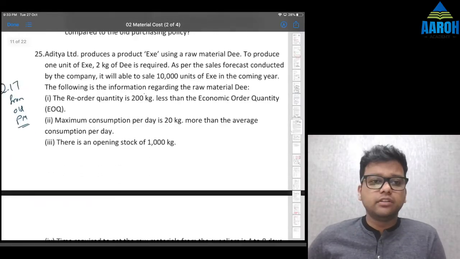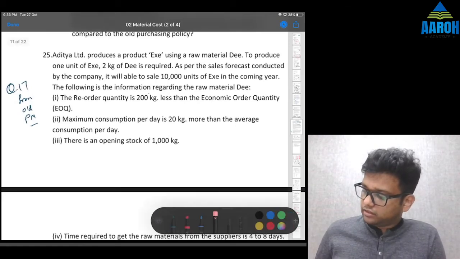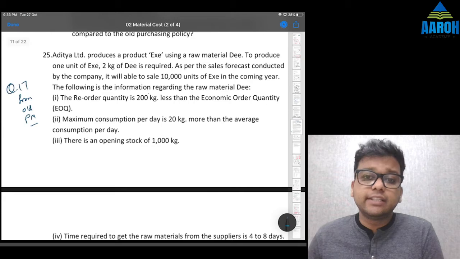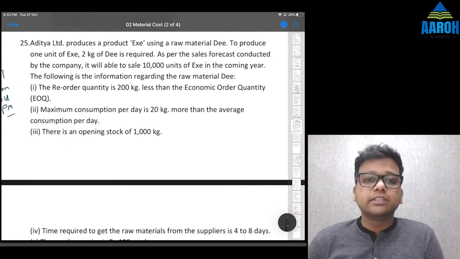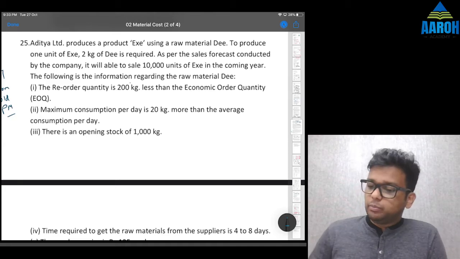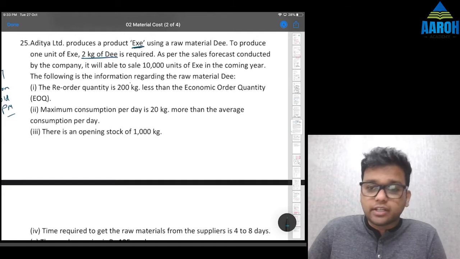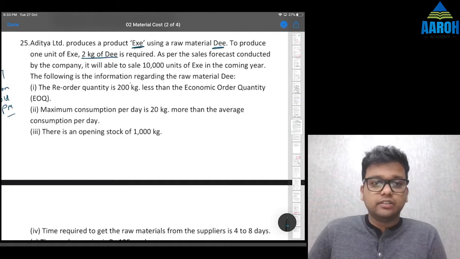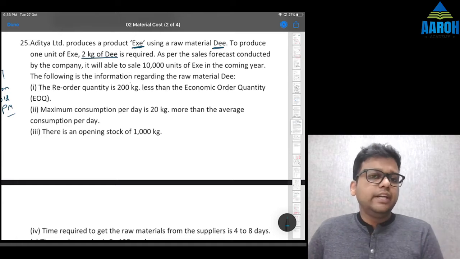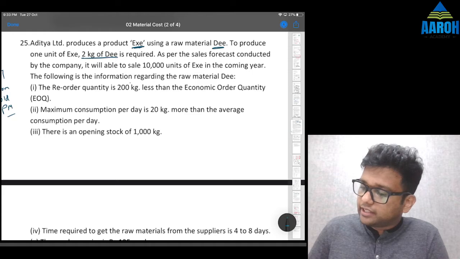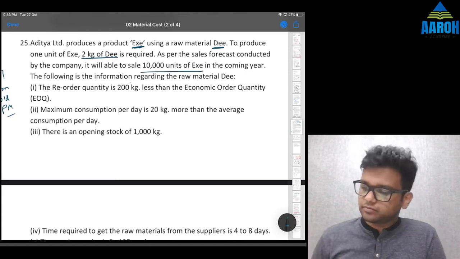So this is the question. If you want to refer to the practice manual, it is in the old syllabus practice manual, question number 17. Right now let's read the question and try to solve it. Aditya Limited produces a product X using a raw material D. To produce 1 unit of X, 2 kg of D is required. X is their product, D is their raw material. As per the sales forecast conducted by the company, it will be able to sell 10,000 units of X in the coming year. The following is the information regarding raw material D.